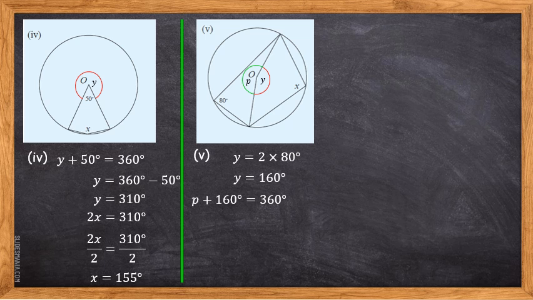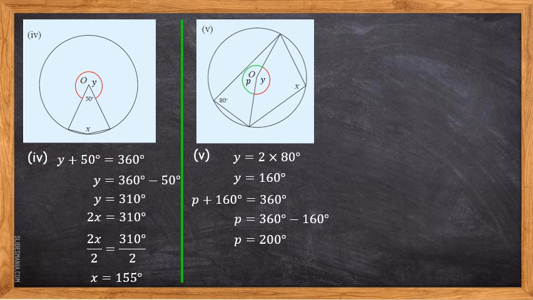Again you can use angles around a point. Then p plus y is 360 degrees. We know y is 160 degrees. Then you can further simplify and find the value of p. p is 200 degrees. Now we can apply the theorem for p and x.